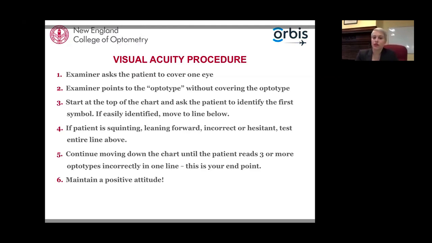One big thing when you're doing visual acuity is to maintain a positive attitude when someone gets a symbol wrong. Going, ooh, not so good, is not a great way to build their confidence. And this is also really important in children to keep them engaged, just so they'll play the game and correctly identify the symbols.